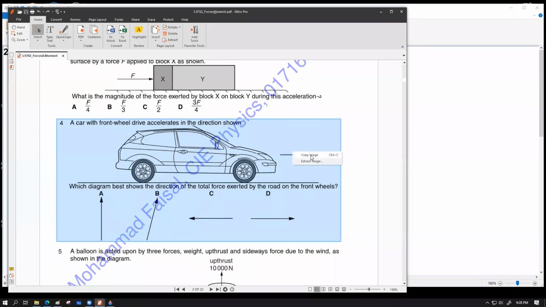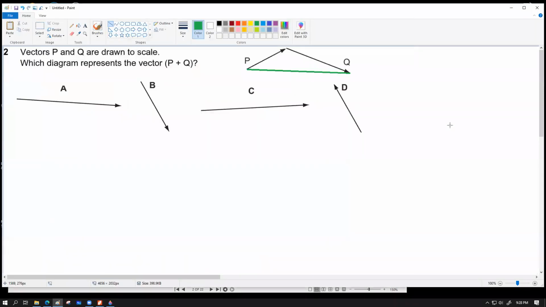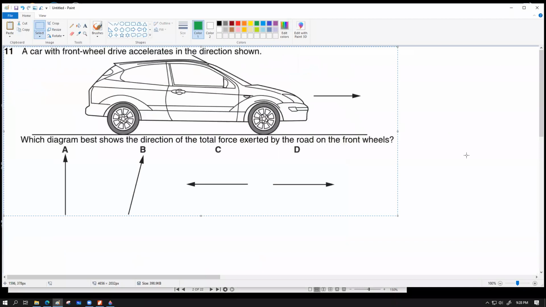If I show here, due to Newton's third law, because of the idea of friction, there is going to be a force in this direction, and to balance the weight of the car, there is going to be another force from here over here in this direction. The resultant of these two forces is going to be in the upward right direction somewhat. That's why B is the correct response.